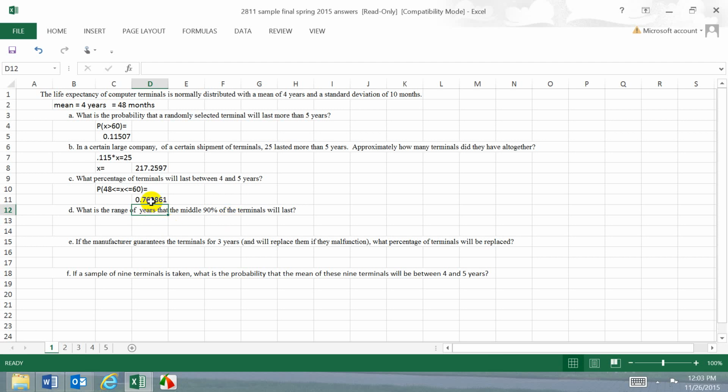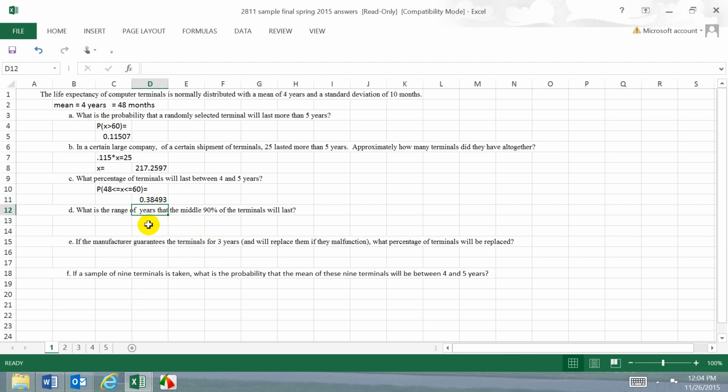Let me just see if we got those numbers right. This is a mistake, the mean was not 60, the mean was 48. So there we go, and our answer is 0.38. Again, what we're looking at is 60 months, and then the mean and standard deviation, 48 and 10, minus 48 months, and again the mean and the standard deviation, 48 and 10, and true. Okay, so here's our answer, 0.38.